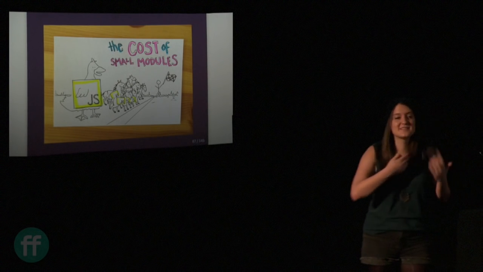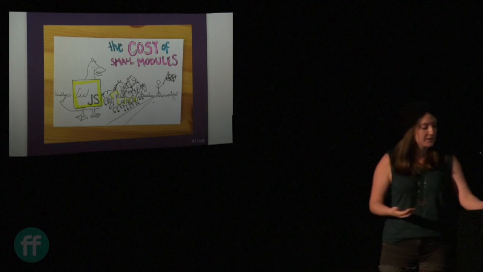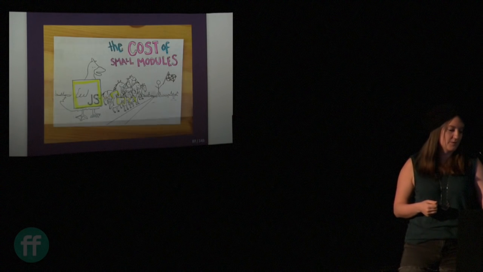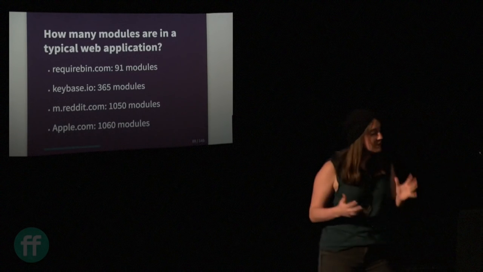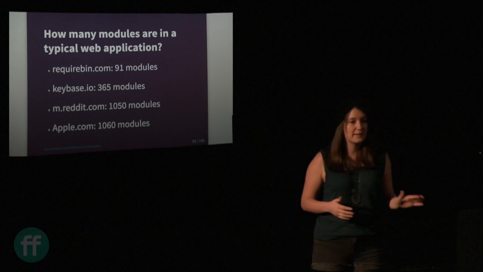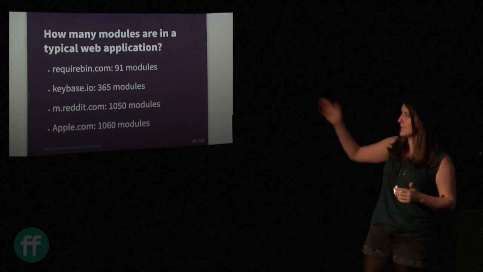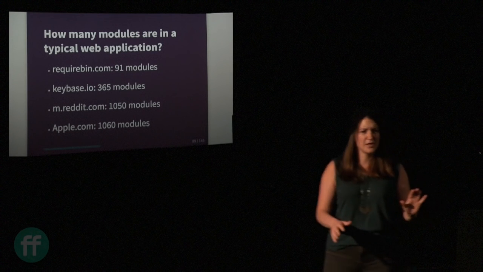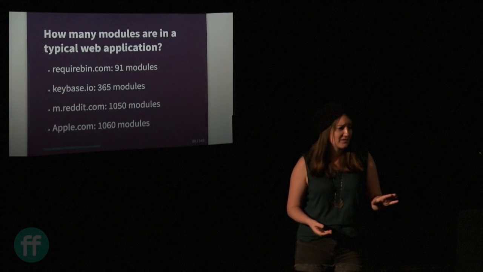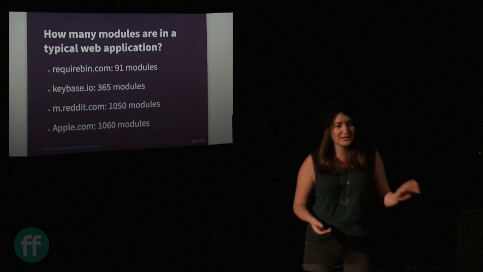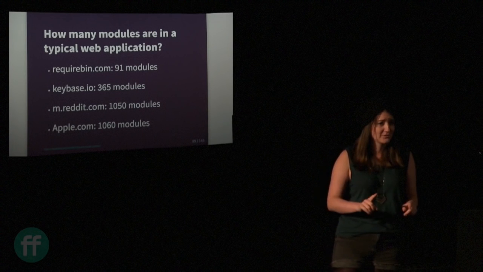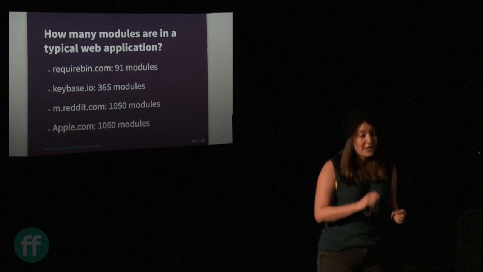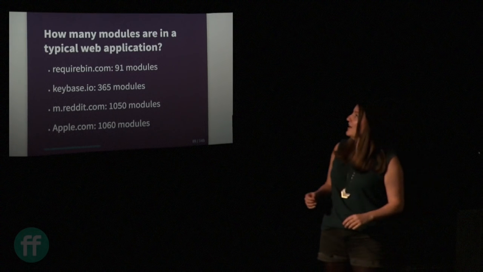All right, so this is something that goes in the face of the common ideology, which is to make everything into tiny pieces, make it microservices, let's make it into all these tiny little modules. And so he looked at how many modules were in a typical web application, and we can see that going from requirebin down to apple.com, we're somewhere between 100 modules and 1,000 modules. Now realize when I'm saying modules, I don't necessarily mean packages. And if you're talking about a package, realize that a package is not necessarily just one module. There's plenty of packages that have four, maybe even five modules inside them. Lodash is an excellent example, has a lot of modules in it.